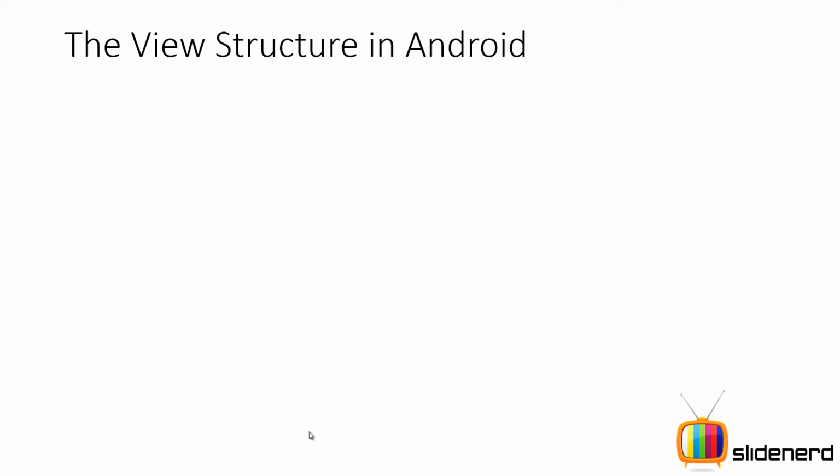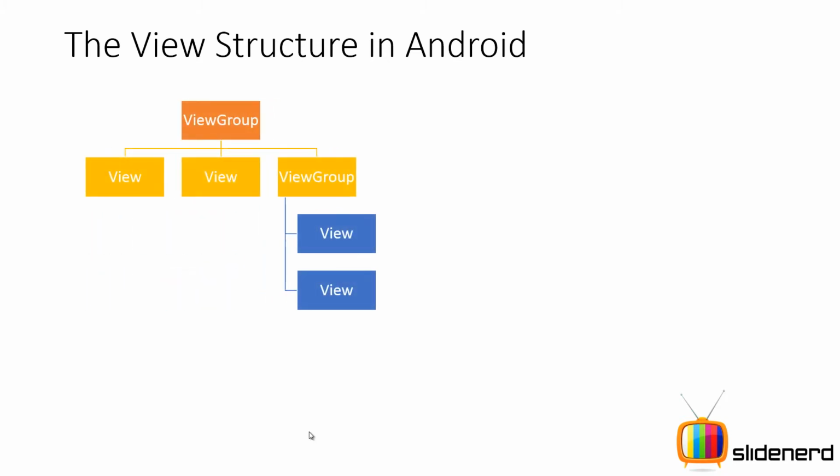So first, if you talk about the view structure in Android, what you have is something like this. At the root, when you say that you want to define your user interface in XML, we have a root tag. This root tag is actually a view group. Now inside this view group, there are views, there are other view groups, and inside the view groups, there are other views. Now if you're a beginner, you probably saw this diagram, you're confused right now, you're wondering what the hell is a view, what the hell is a view group, right?